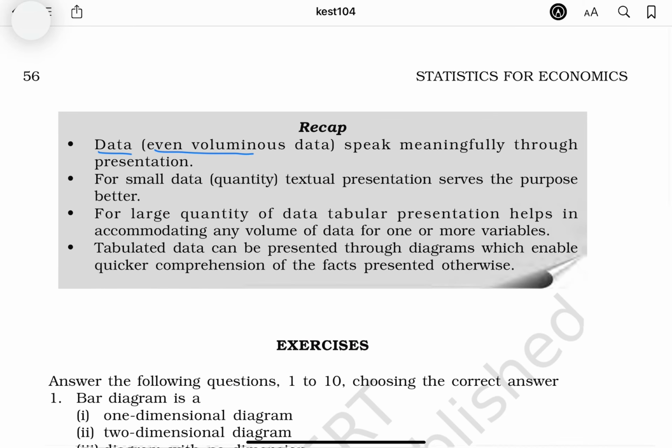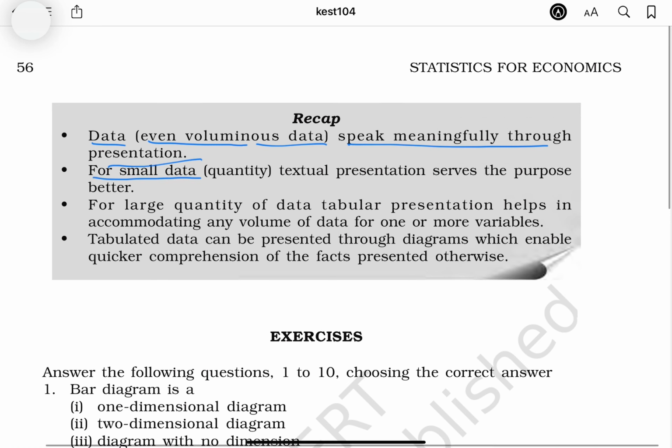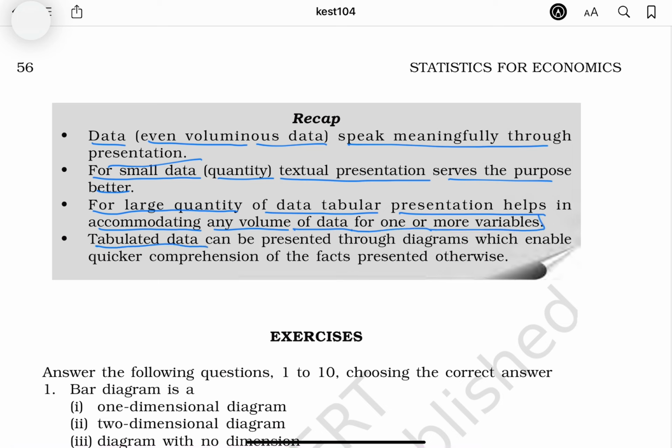Recap. Data, even voluminous data, speak meaningfully through presentation. For small data quantity, textual presentation serves the purpose better. For large quantity of data, tabular presentation helps in accommodating any volume of data for one or more variables. Tabulated data can be presented through diagrams which enable quicker comprehension of the facts presented otherwise.